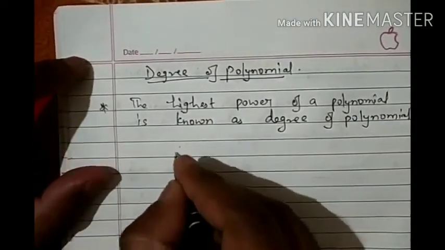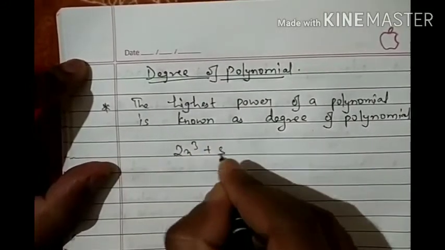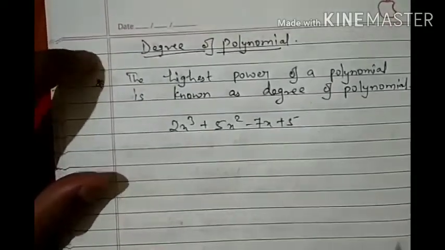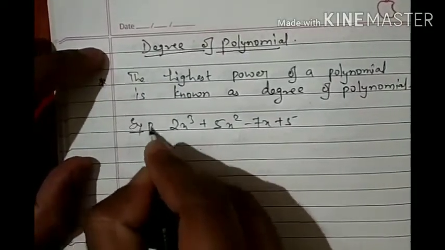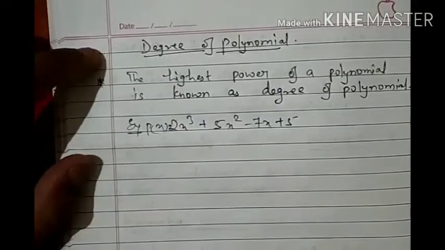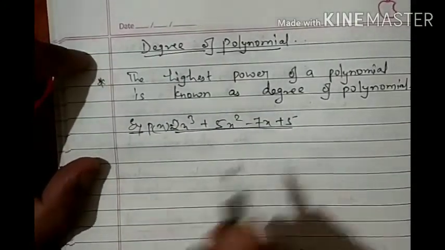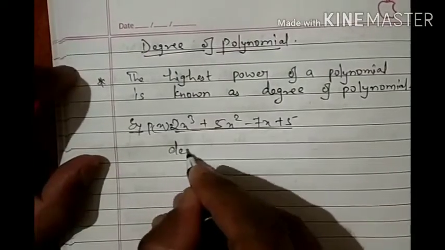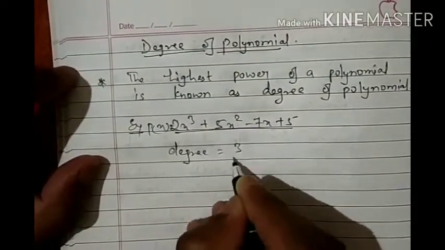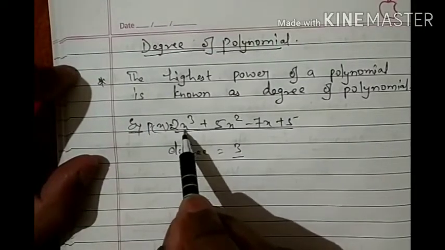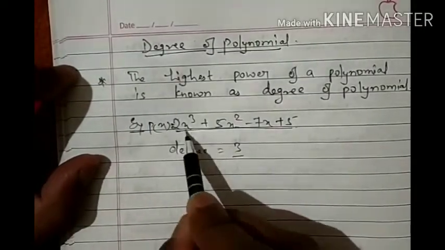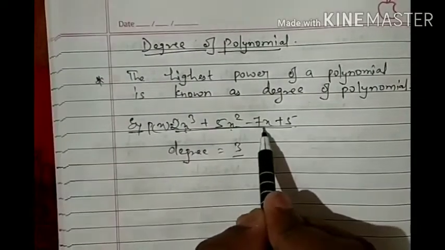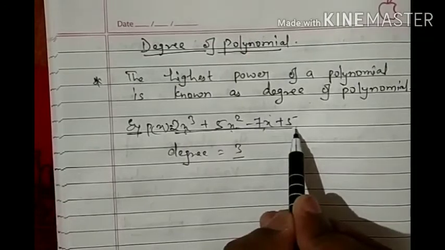Let us take an example. Suppose we have a polynomial px is equal to 2x cube plus 5x square minus 7x plus 5. So what will be the degree of this particular polynomial? The degree will be 3. Why 3? Because the highest power of the variable is 3, x cube. Here again we have x but the power is 2. Here again we have x but the power is 1. And here we don't have any variable.